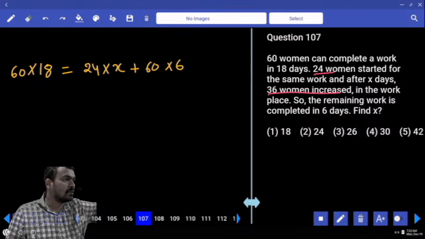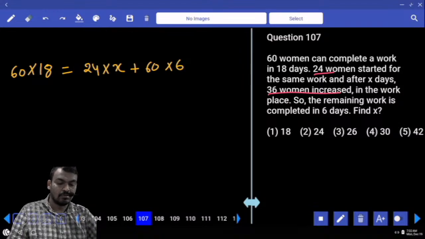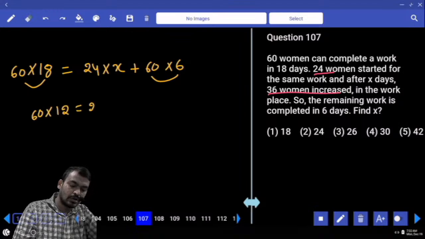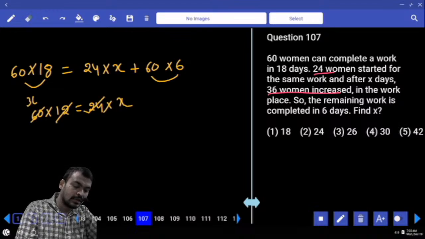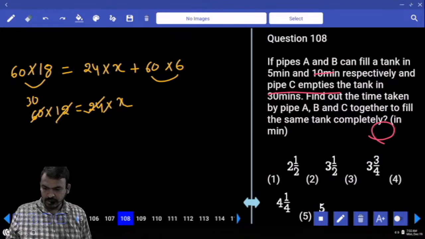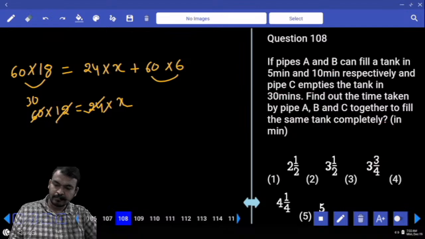X days of work and 6 days of work, both adding is the total work. What is the total work? 60 into 18. So 60 into 18 minus 60 into 6. What is the difference? 60 into 12. That is equal to 24 into X. 12 how many times? 2 times. 2 again 30 times. What is the X value? 30.